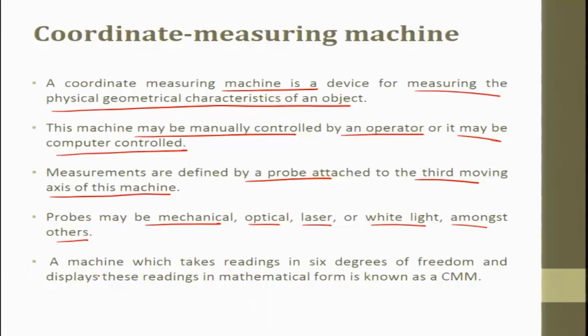The machine which takes readings in 6 degrees of freedom and displays these readings in mathematical form is known as a coordinate measuring machine. The 6 degrees of freedom means all the dimensions are taken into account. In mathematical form, the readings can be obtained like the distance between two objects and the shape of the object. If it is a free form, it will create a free form.